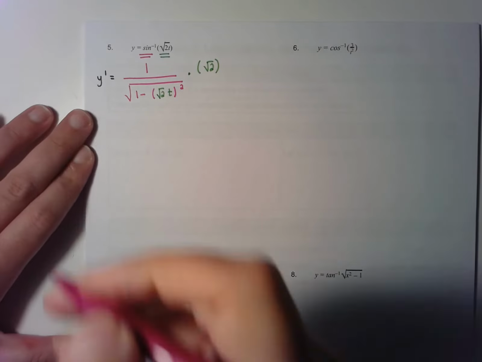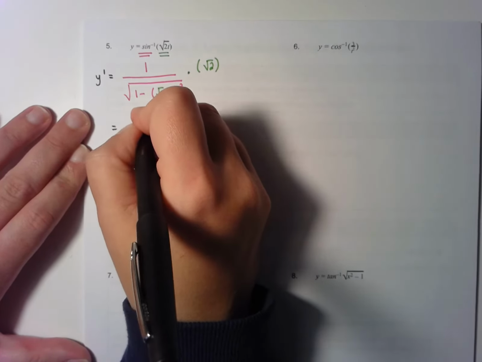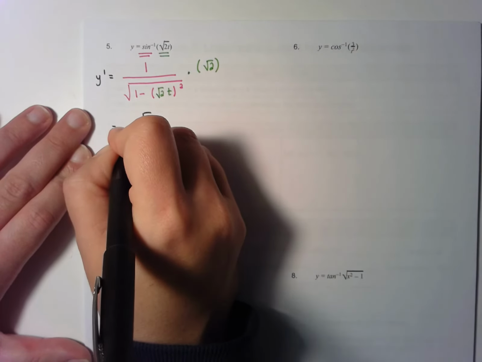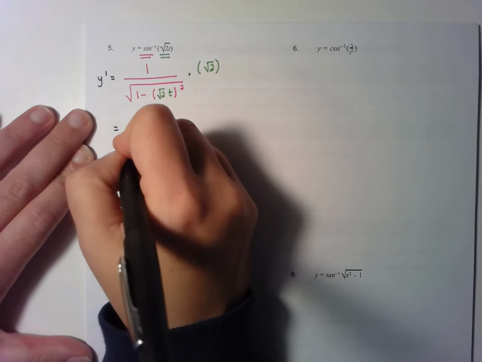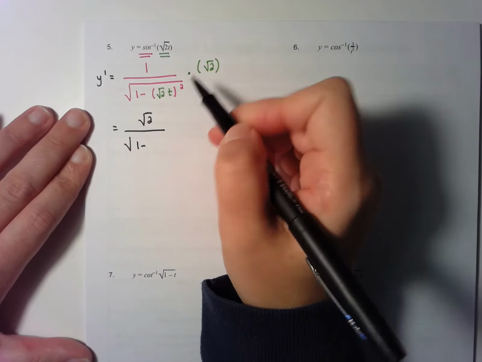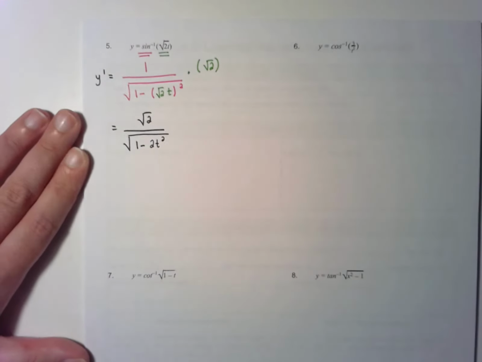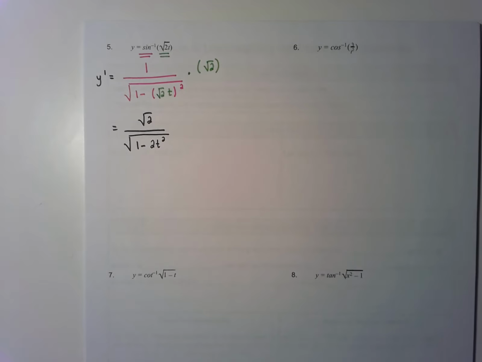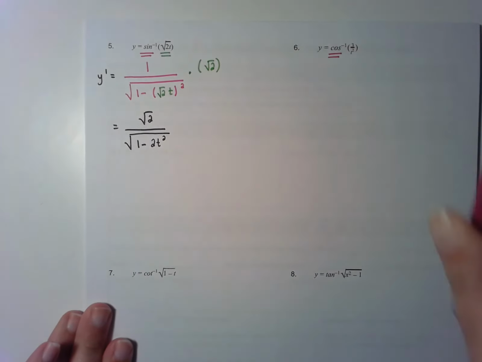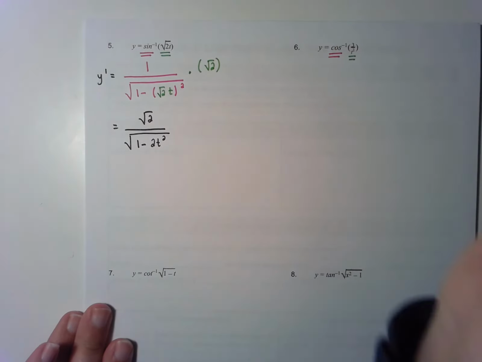Now, if we simplify, on the top, we're going to have this 1 times the square root of 2, which is just the square root of 2, all over the square root of 1 minus the square root of 2t times the square root of 2t, which would just be 2t squared. And that would be your final answer. For problem number 6, we have a problem with inverse cosine. So the outside function here is inverse cosine. The inside function here is 3 over t squared.